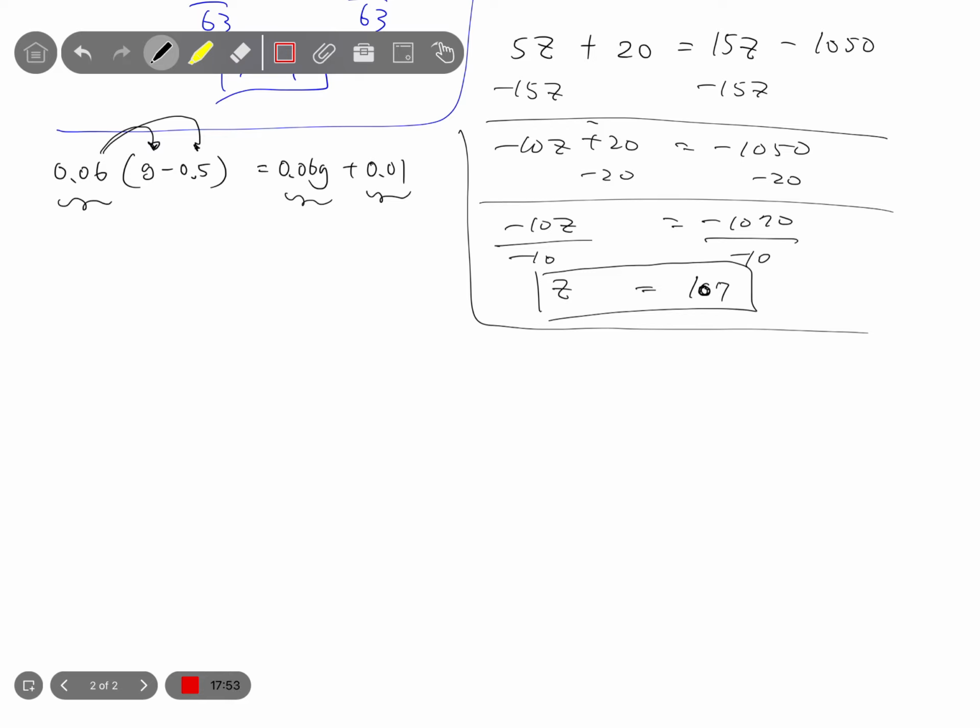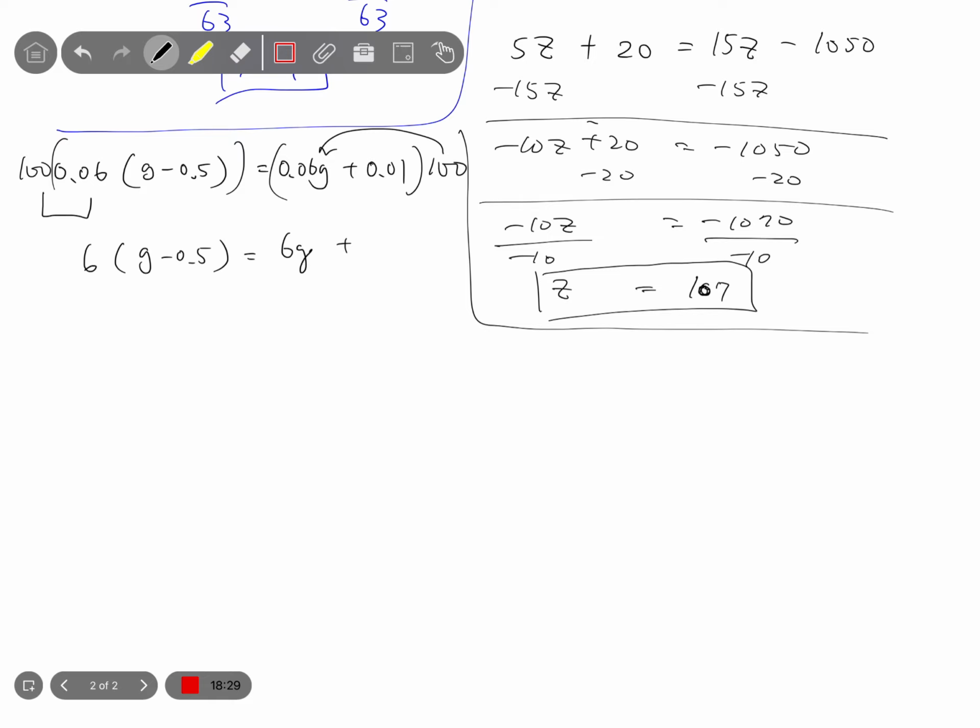Those are 2 decimal places. Okay, so actually I think I'm going to multiply both sides by 100, just to make life a little easier. So here we go. Here I multiply both sides by 100. So now let's figure out what's going on here. 100 times 0.06 is 6. So I have 6 parentheses g minus 0.5 equals 100 times 0.06g is 6g plus 100 times 0.01 is 1.